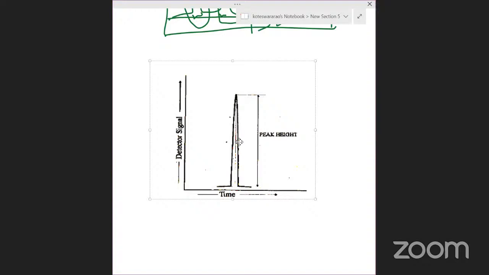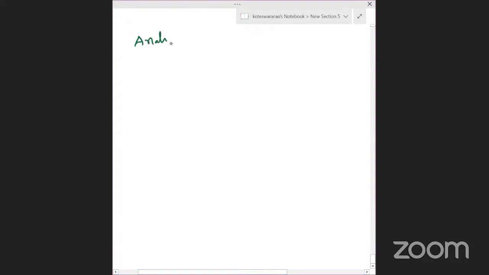Next one is analysis based on the peak area.